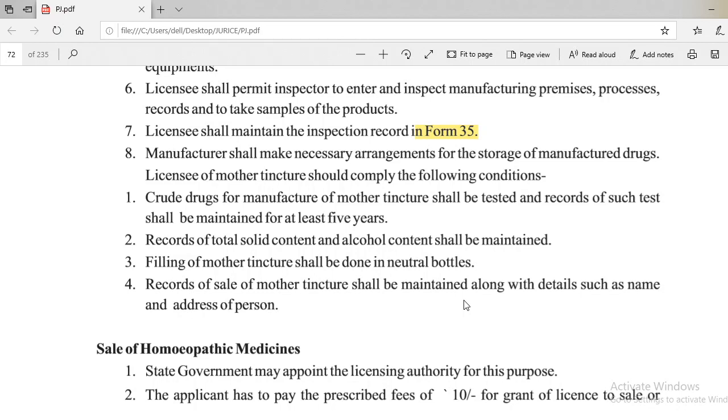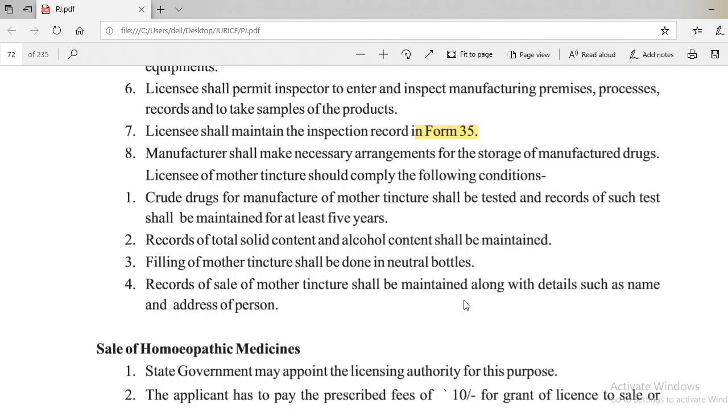Crude drugs for manufacture of mother tincture shall be tested, and record of such test shall be maintained for at least 5 years. Okay. Record of total solid content and alcohol content shall be maintained. Tincture, do you know what is the meaning of tincture? Tincture contains alcohol. Okay. Then filling of mother tincture shall be done in neutral bottles. Records of sale of mother tincture shall be maintained along with details such as name and address of person.